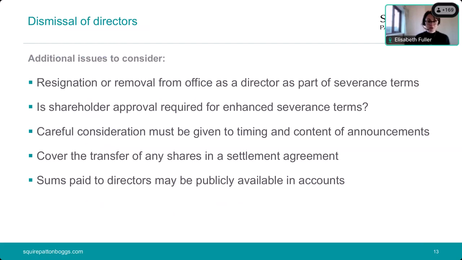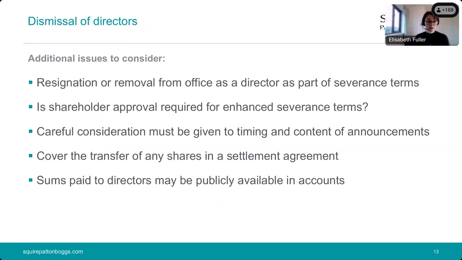And you'll also have to consider whether shareholder approval is required for paying the director anything over the odds in their settlement agreement. And it is often difficult to pay anything over the odds to a director without shareholder approval. It is worth flagging that. Also consider the timing and content of any announcement announcing the departure of the director and what potential impact that could have on the business, for example, business results.